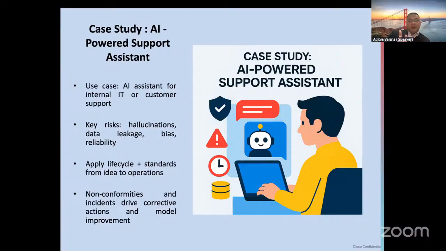This is what moving from policy to practice looks like in a concrete everyday AI scenario. See, I've taken a very basic example, but if you look at my case study, you will realize this case study is actually relevant for any AI use case which any organization may like to deploy.